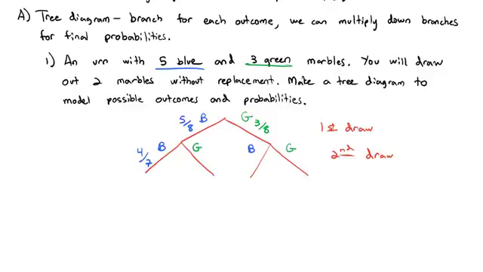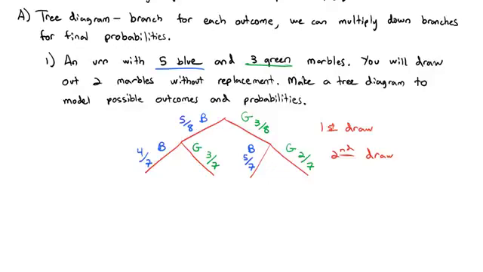Similarly, with the green option, if we want blue then green, there are still 3 green marbles left. But now the total is only 7 marbles because a blue one has been drawn out. On the right side of the tree diagram, if green is drawn first and then I want a blue on the next draw, there are 5 blues to pick from out of the 7 marbles left. But with the green, there are only 2 green marbles left out of the 7 marbles left.